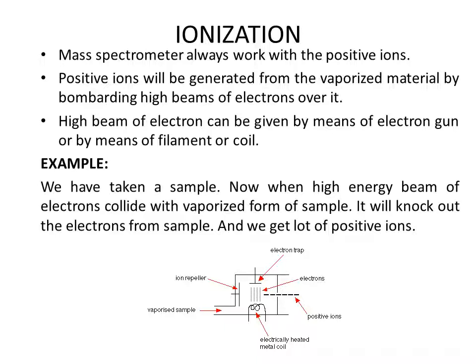As we bombard high beams of electrons, what happens? High beams of electrons can be given by means of an electron gun or by means of a filament or by means of a coil. Now when a high energy beam of electrons collides with the vaporized form of the sample, it will knock out the electrons from the sample, and we will get lots and lots of positive ions.